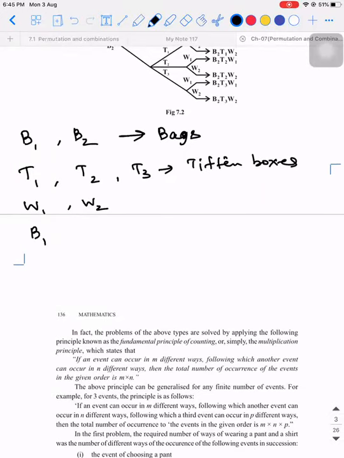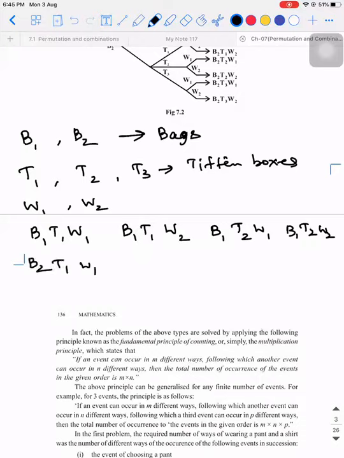B1, Bag 1, tiffin box 1 and water bottle 1. Or bag 1, tiffin box 1 and water bottle 2. Look at the way I'm writing: B1, T1, W1; B1, T1, W2; B1, T2, W1 and B1, T2, W2. Okay, similarly, what is possible? B2, T1, W1; B2, T1, W2; B2, T2, W1 and B2, T2, W2.